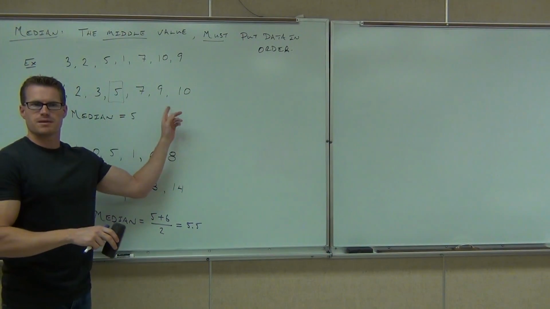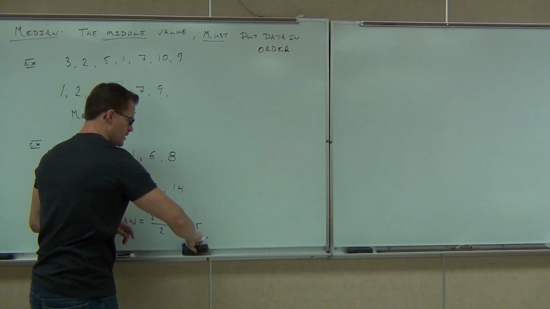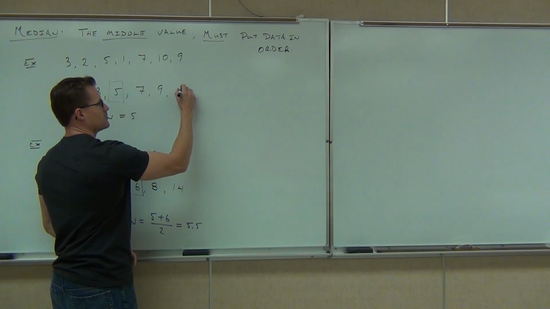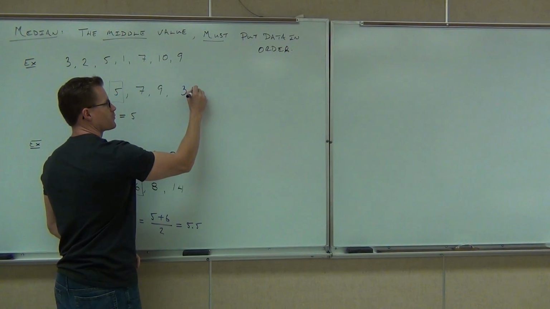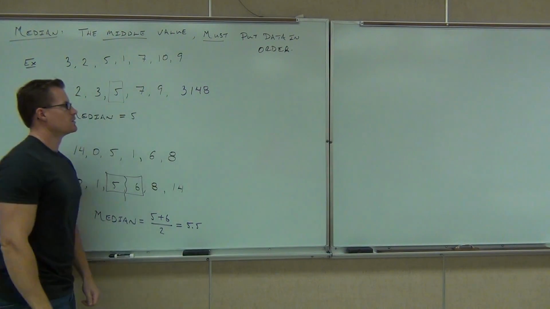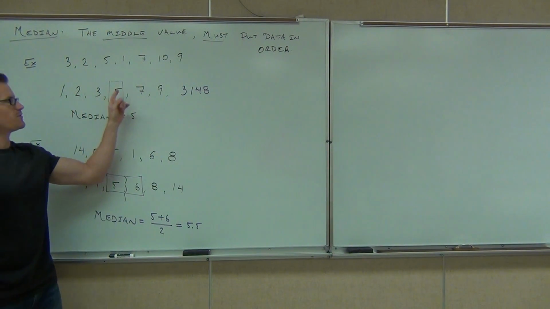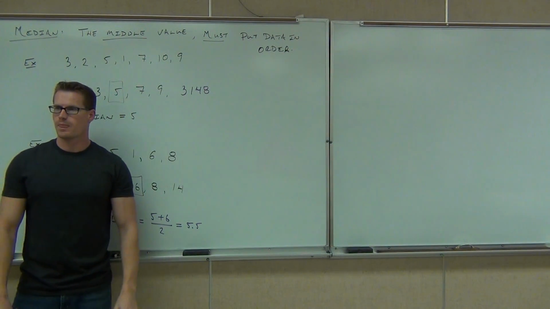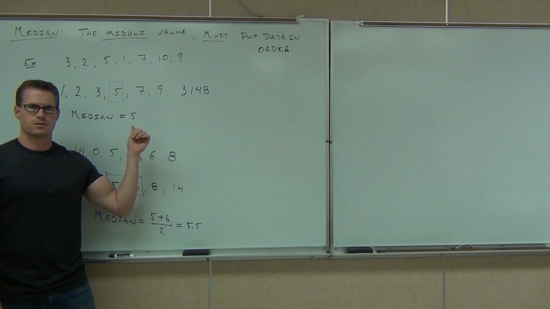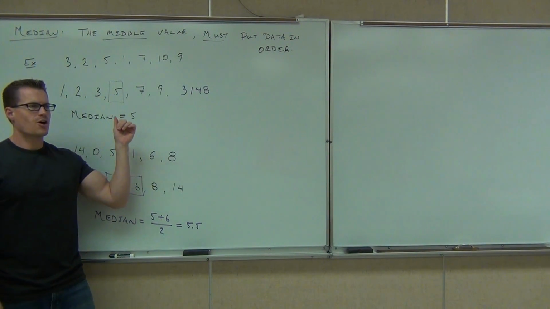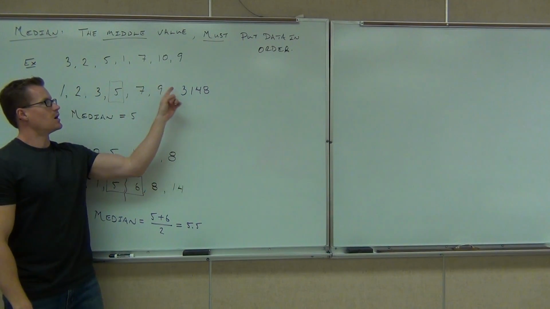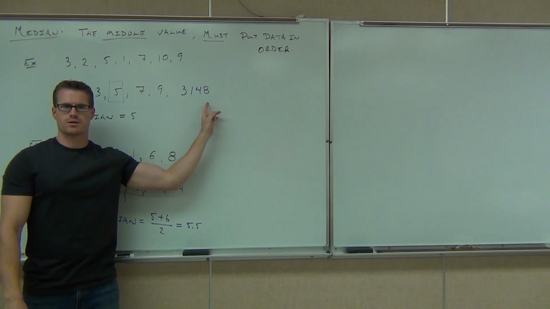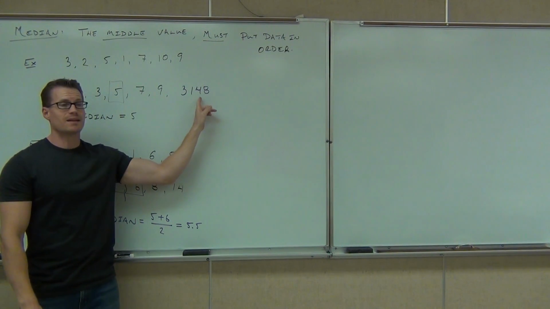Watch back on this data set. If I change the 10 to a 3,148. So 1, 2, 3, 5, 7, 9, 3,148. Does my median change? No. If I were to find the mean of this and the mean of this, would it be different? Yes. Absolutely, because you're adding that one, right?